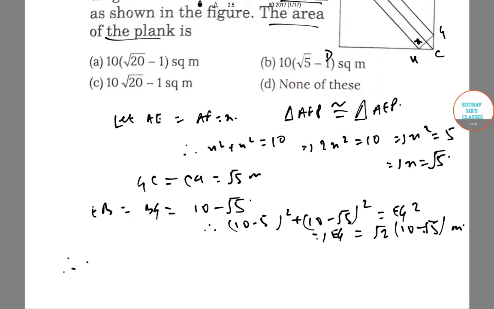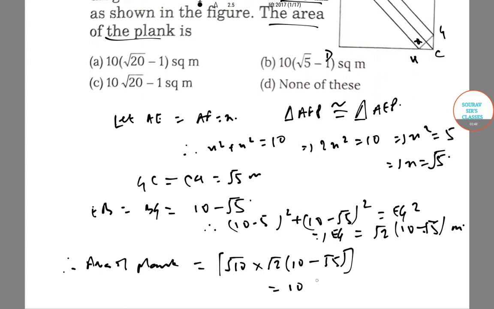Therefore, area of plank is equal to root 10 into root 2 (10 minus root 5), that is equal to 10 into (root 20 minus 1) square meters. Therefore, the correct option is option A.